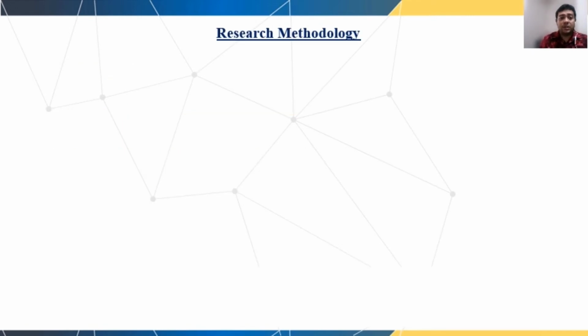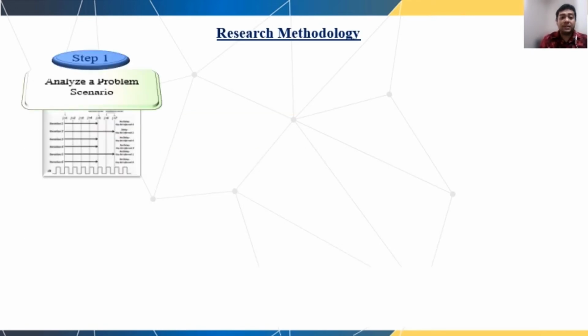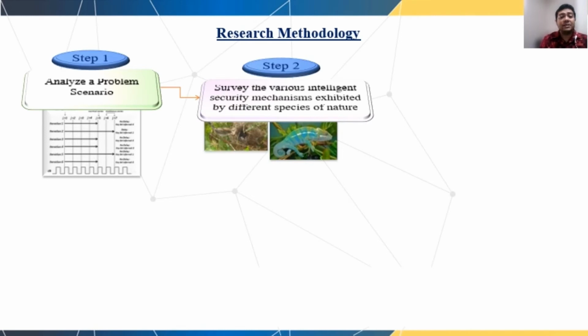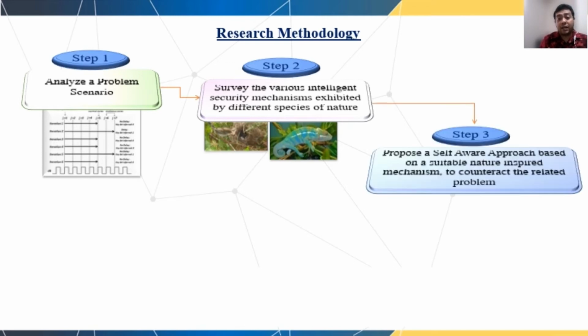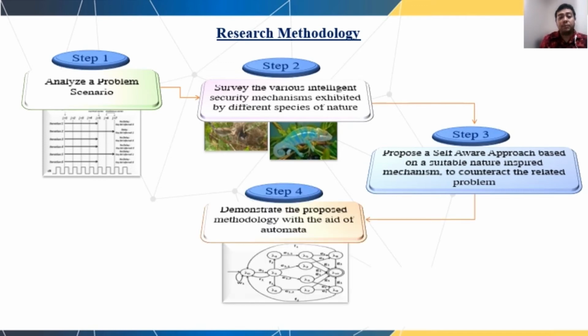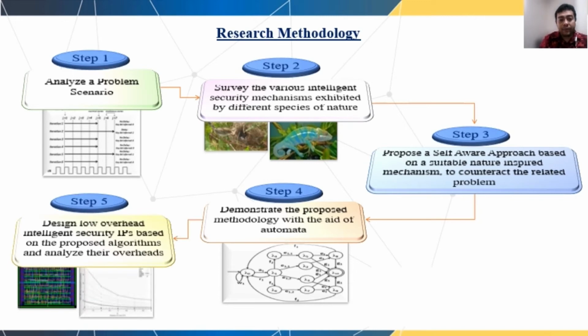Research methodology. Firstly, we analyzed the problem scenario, then surveyed the various intelligent security mechanisms exhibited by different species of nature, and on finding a suitable analogy, we proposed a self-aware nature-inspired approach to mitigate the related problem. Then we demonstrated the proposed methodology with the aid of automata, because a proof by automata is universal in nature. Finally, we implemented it and designed low overhead intelligent security IPs for mitigating the related problem, and we also analyzed the overhead for ASIC and FPGA domains.